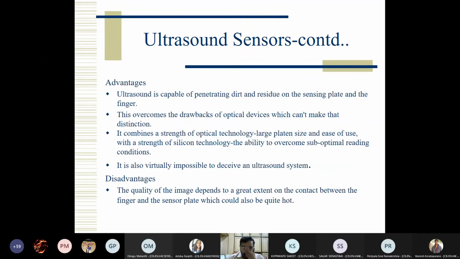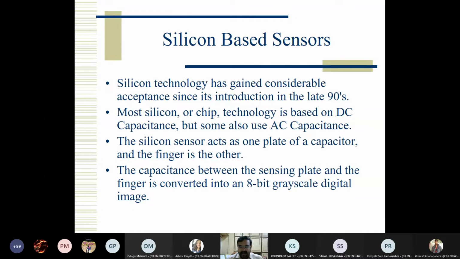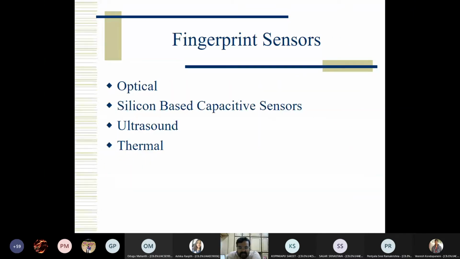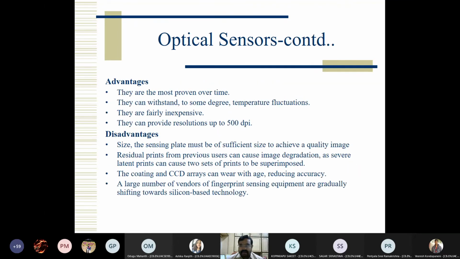So these are the types of sensors that are used, but I would think that primarily we are still using optical and silicon sensors. We don't use much of ultrasound and thermal because they are expensive, and they may be very expensive. People prefer the optical and silicon because they are inexpensive, easy to use. But of course, wear and tear is there, and you can spoof. All those things aside, people cannot afford to buy that many ultrasound or thermal sensors.